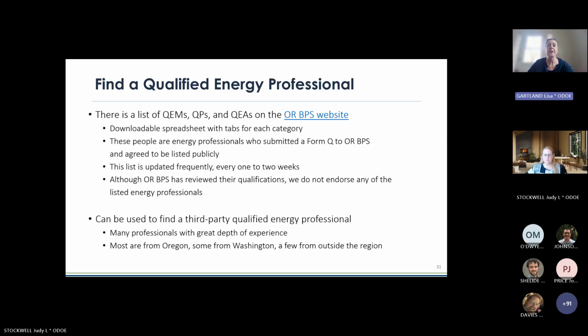We have a list of these professionals. It's on our website. It's a downloadable spreadsheet with a tab for each category. It's not formatted the best, but if someone has suggestions for how to improve that, let me know. So these are all the energy professionals who've submitted a Form Q to us and agreed to be listed publicly. There are some other energy professionals who don't want to be listed publicly. Maybe they just work for a certain agency or building and they don't want to do it for anybody else. That's fine too.